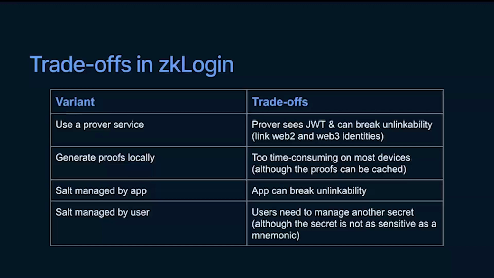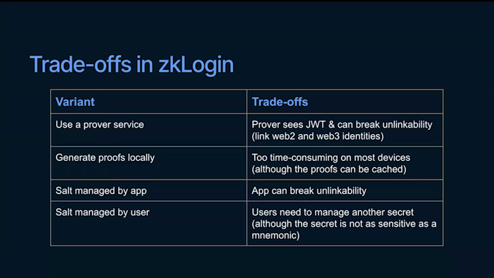I'll spend a little time talking about various trade-offs in zkLogin. At a protocol level, we don't make any of these choices, whether to use a prover service, whether to generate the proofs locally, how the salts are managed. All of these are details that need to be figured out by the app or the wallet that is implementing zkLogin. So if you use a prover service, as I said before, there is a little bit of privacy leakage in that the prover sees the JWT and the salt, which allows it to link the two identities.